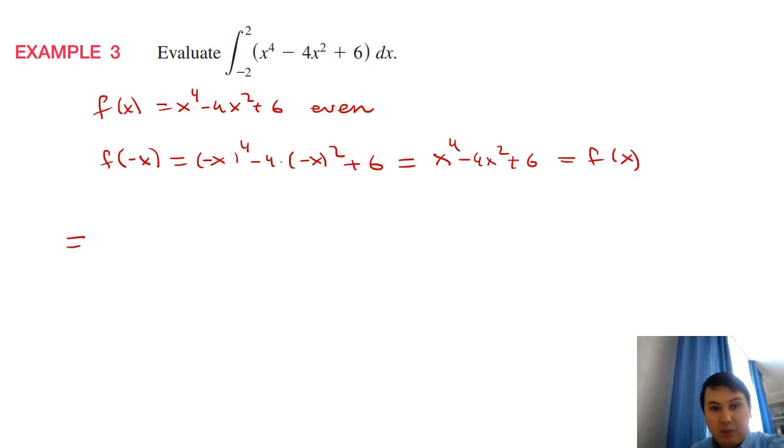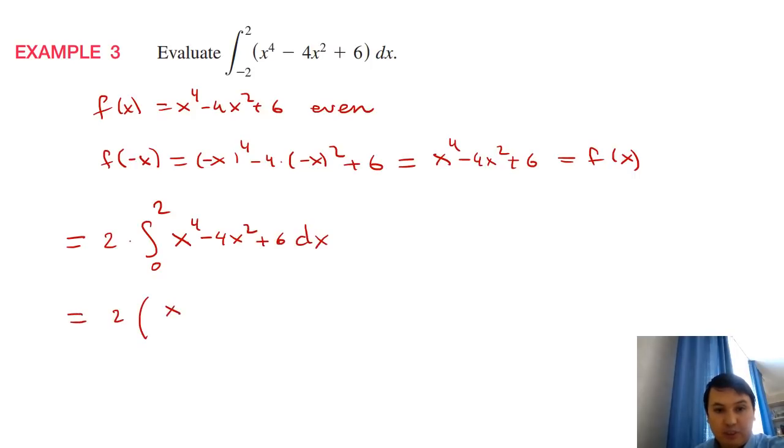So f of minus x is equal to f of x. Thus, to evaluate this, all we have to do is evaluate it from 0 to 2 and then multiply by 2, okay? Not sure how much it simplifies, but anyway, let's do it. So 2 times, the antiderivative here is x^5 over 5 minus 4x cubed over 3 plus 6 times x, from 0 to 2.